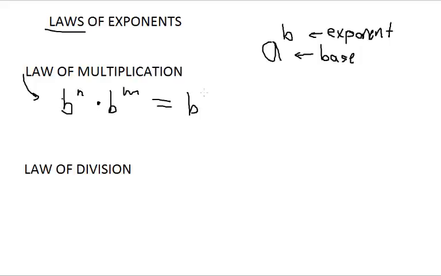It's basically when two numbers or more multiply each other, then the exponents add up. Make sure that the bases are the same. Two numbers with different bases cannot add their exponents up. They cannot add their exponents.